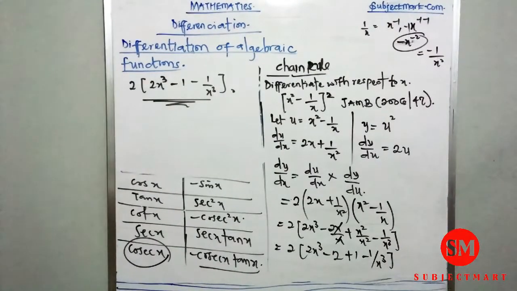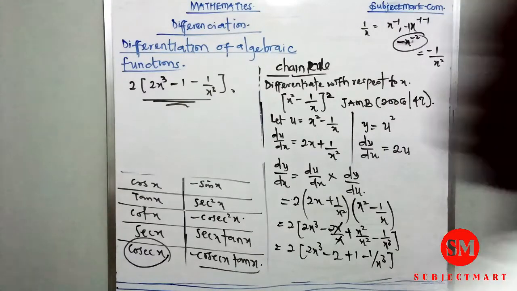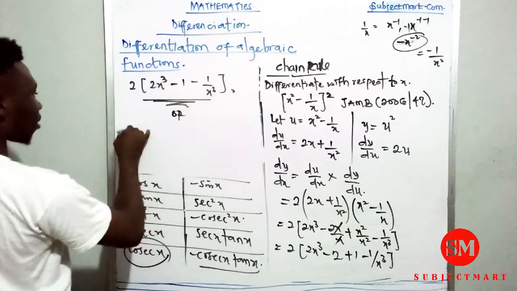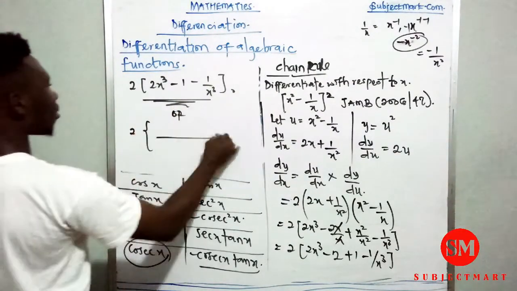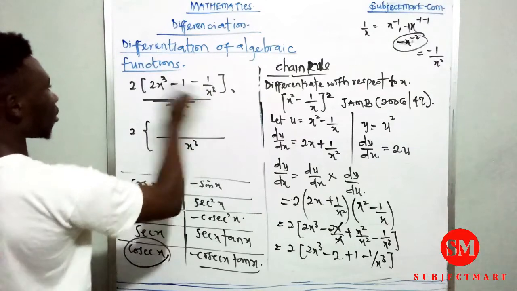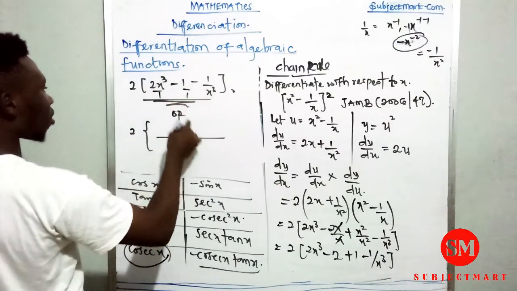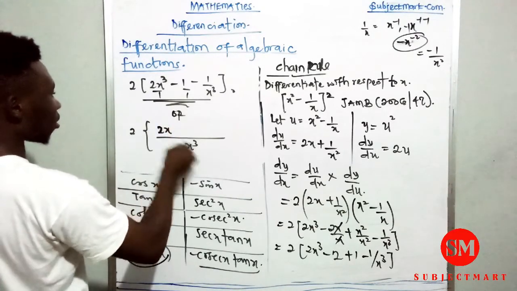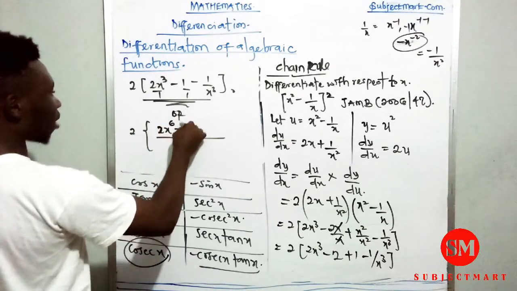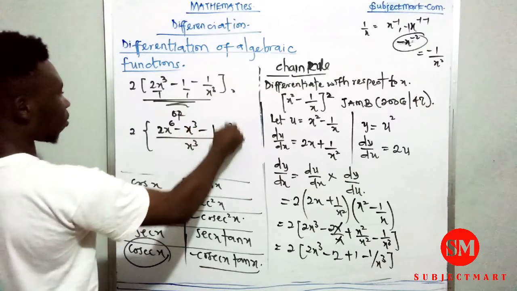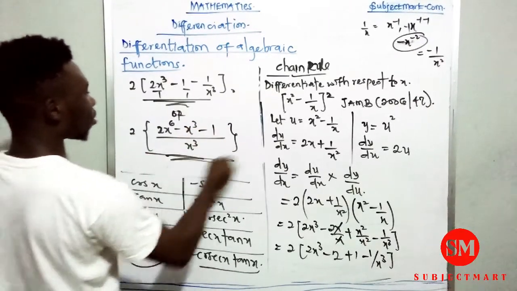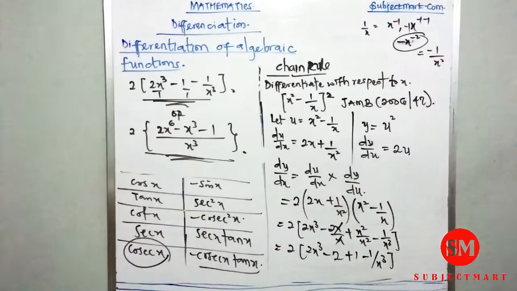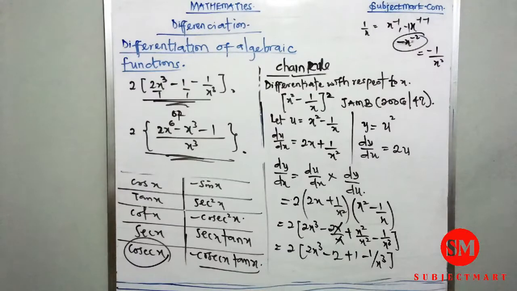Or you can go forward. If you want to go forward, that's by making this LCM. That's 2 open brackets, your LCM is x raised to power 3. So this becomes 2, x raised to power 6 minus x raised to power 3 minus 1. Now this determines what is in your option. So with this, we're going to stop here to move to the next question.